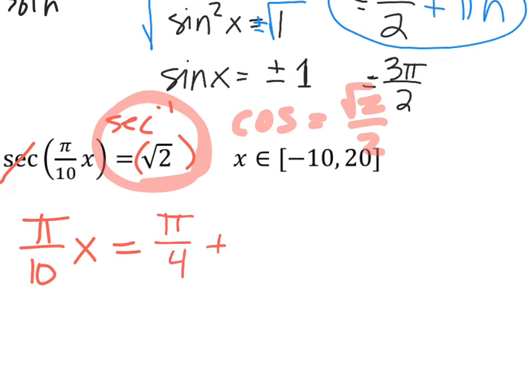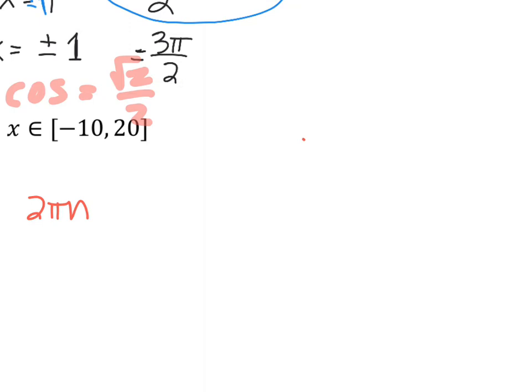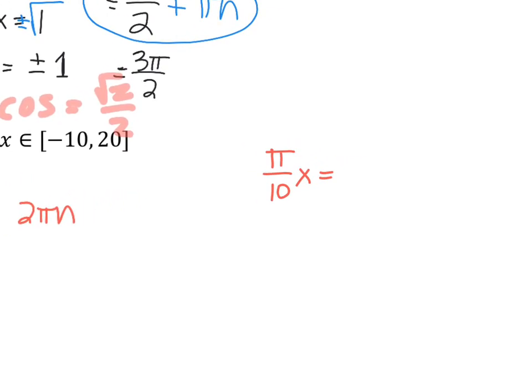plus 2 pi n. This is where we throw in the general solution, right now, before we start doing anything with your x. So the other one would be pi over 10 x equals, the other place where it's positive, that would be 7 pi over 4 plus 2 pi n. Once you get rid of your secant and you plug in your angle, this is where we add in the general solution stuff.